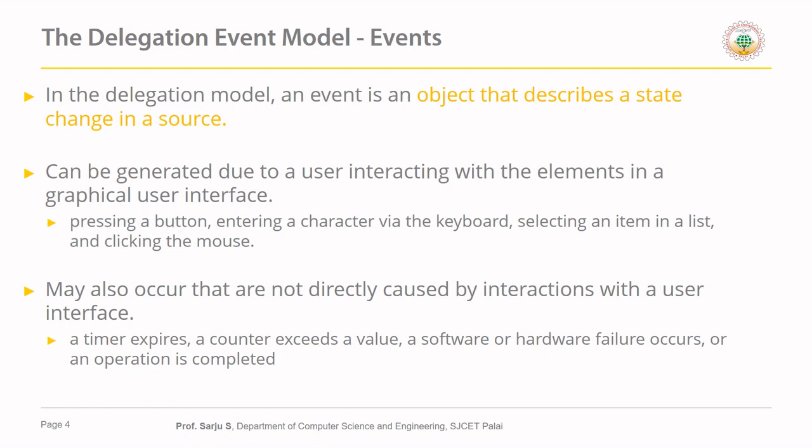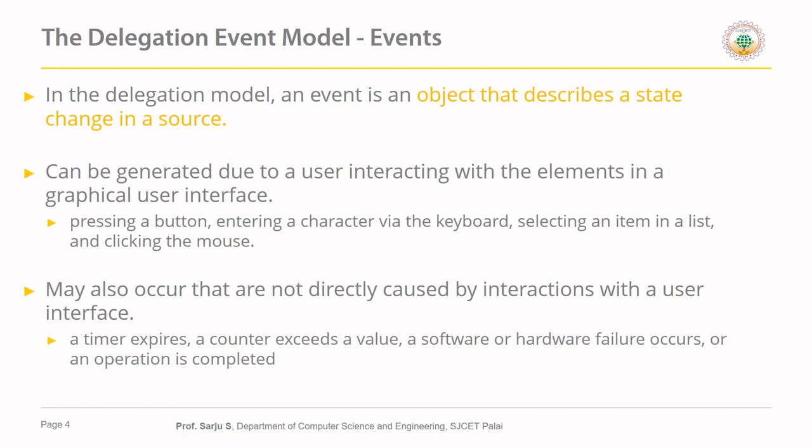These can be generated by a user interacting with the elements in a graphical user interface. A user's interactions in a graphical user interface may generate an event, like pressing a button. When I press a key on the keyboard, an event happens. Entering a character via the keyboard is another event. Selecting an item in a list, where we have a list and select an item from it, is another event. Clicking with the mouse is also an event. Anything which describes a state change in a source is an event.